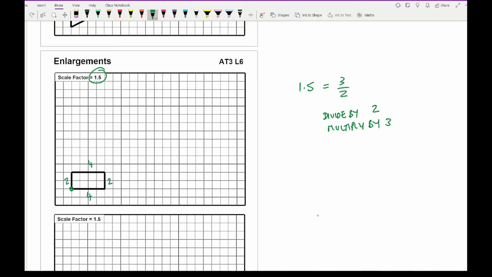Now because the scale factor is 1.5, it means we are going to make this shape bigger. So what I need to do is 4 times 3 over 2. So 4 divided by 2 is 2, times 3 is 6, and 2 times 3 over 2, or 2 divided by 2 is 1, times 3 is 3. So I need to draw a rectangle with the dimensions of 6 across and 3 up. So 6 across is going to be here, 3 up is going to be there, and again, using my common sense and my graphical eye, I can match those points up.